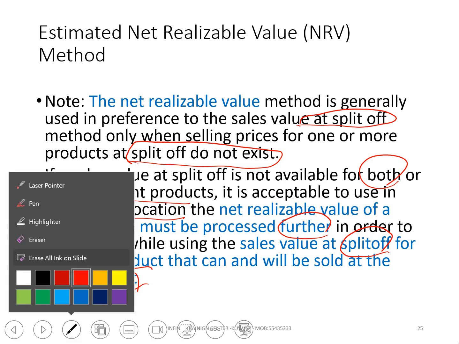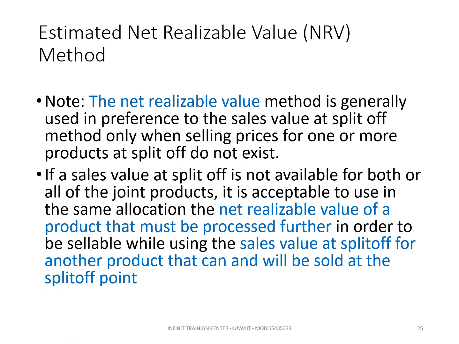So now you have two products. One needs to be processed further, one can be sold at this point. So what you can do is, for this product you can use sales value at split off, and for this product you will calculate NRV, and based on this you can find out the proportion of allocation of joint cost. So that is allowed.